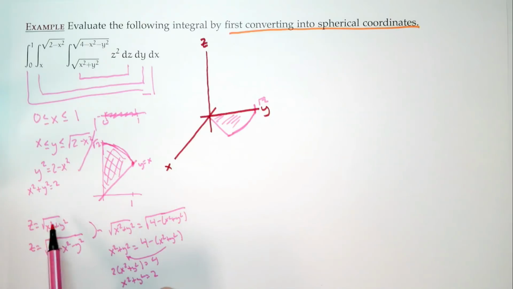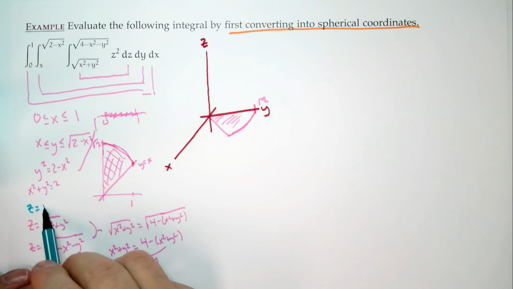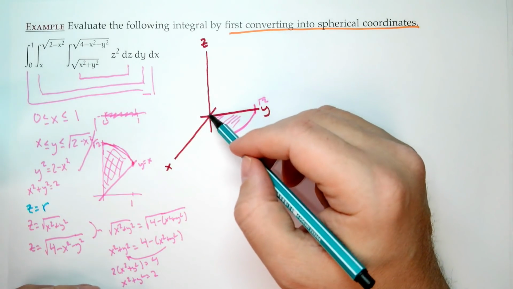Now let's look at these shapes. z equals square root of x squared plus y squared. What does that look like? Well, this should hopefully be something we get to see a lot, so we should get really familiar with it. It's the same as z equals r. And what it is, it's a cone. So it's a cone that's coming up.